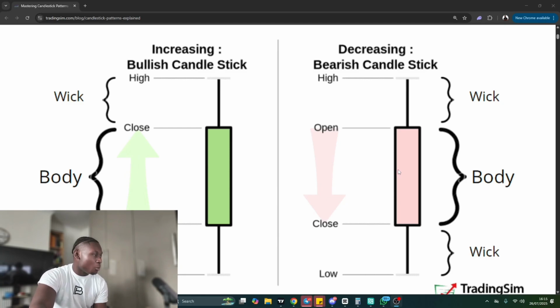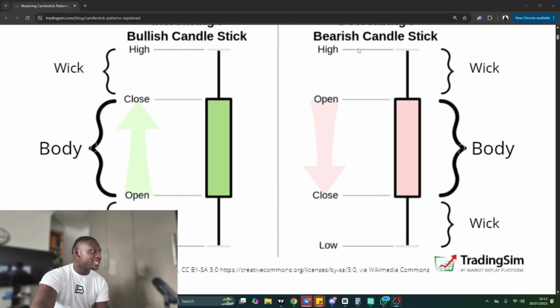Same with a downwards candlestick, otherwise known as a bearish candlestick. Again, highs are always going to be the same regardless of whether you're up or down, and lows will also be the same. What changes is it opens at the top because it's going downwards, and then it closes down, okay?